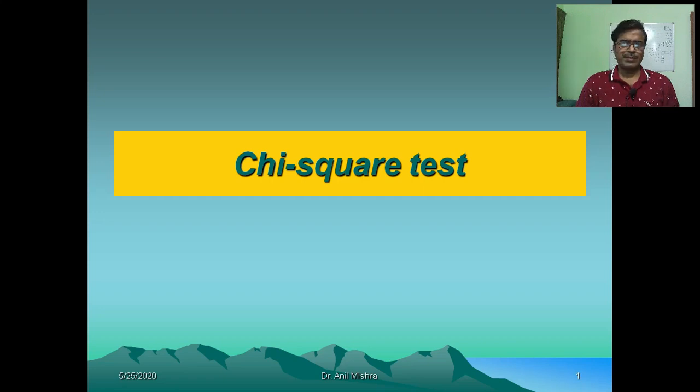Out of those non-parametric tests, we start with the first non-parametric test, that is called the chi-square test. Actually, it is pronounced as chi. You know the word sky, S-K-Y. If you pronounce sky without the S, then it comes to be chi. So it is a chi-square test, right?